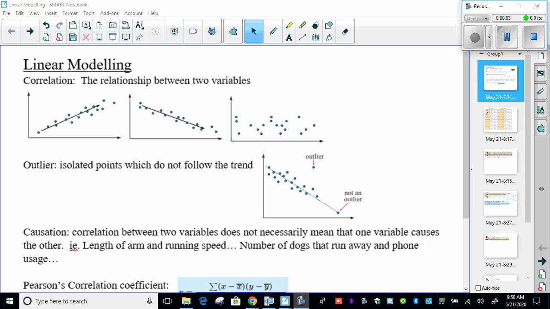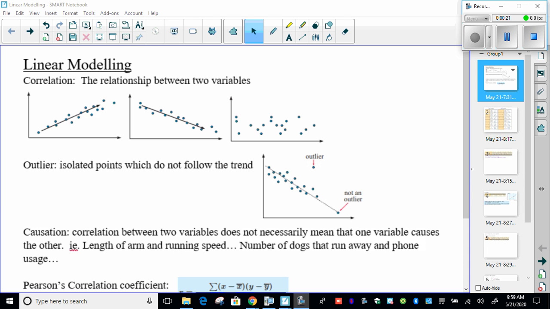Today you are going to learn about linear modeling. You've probably learned a lot of this in earlier math classes, but now we're going to put it all together, especially now that you have a better idea of statistics, and we're also going to have to use our graphing calculator. So make sure that you have your graphing calculator. So linear modeling, just a few things.